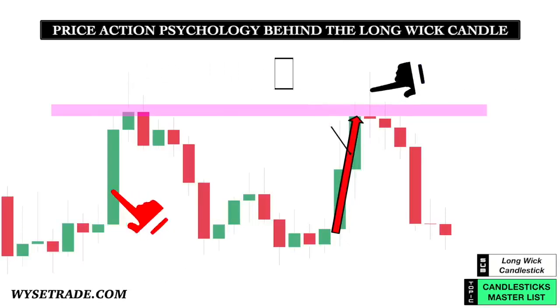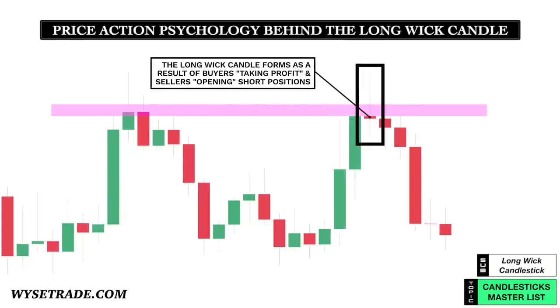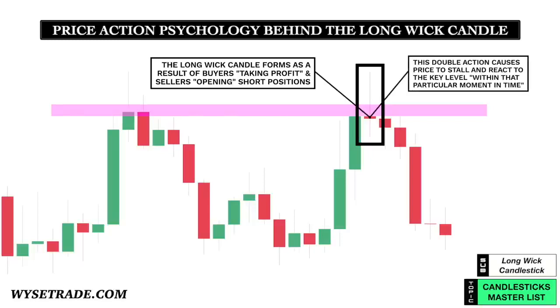The long wick candle forms through a combination of buyers taking profit at the key level, as well as sellers stepping in and opening new short positions at the level. This double action of buyers closing long positions and sellers opening short positions causes price to stall and react to the key level within that particular moment in time.